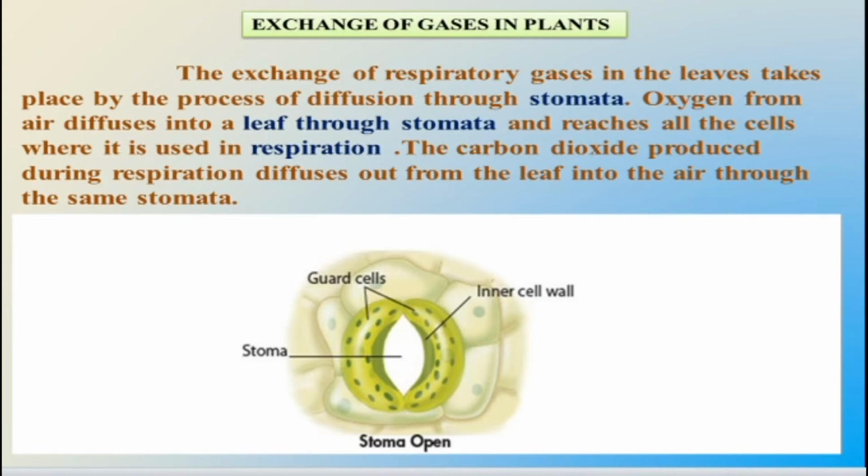Stomata can do both exchanges. For photosynthesis, it absorbs carbon dioxide. For respiration, it takes in oxygen. So through the same stomata the exchange of gases takes place for the plant. So, exchange of gases in plants, especially through stomata.